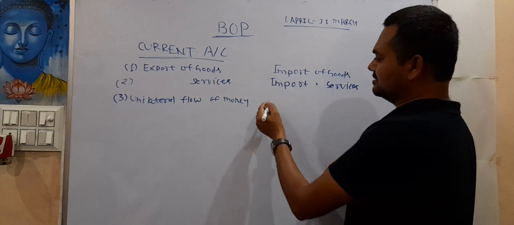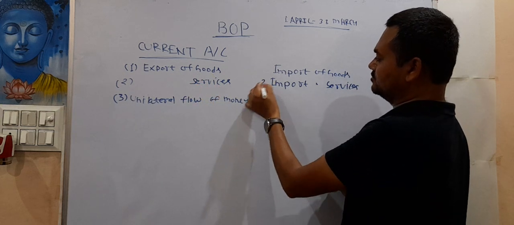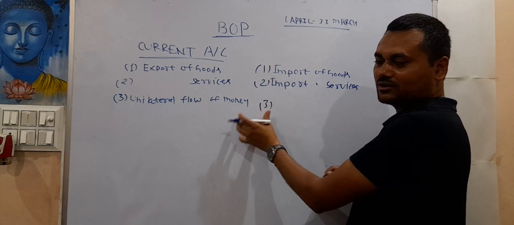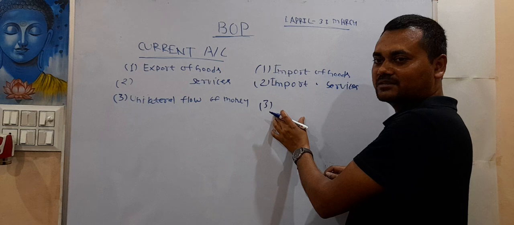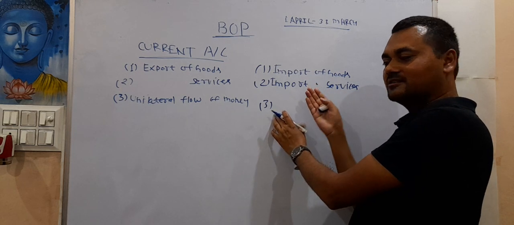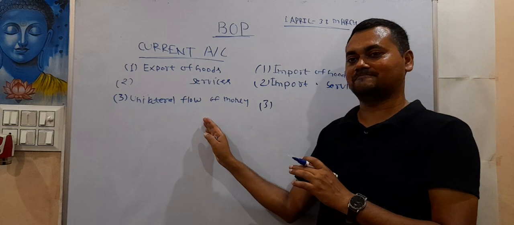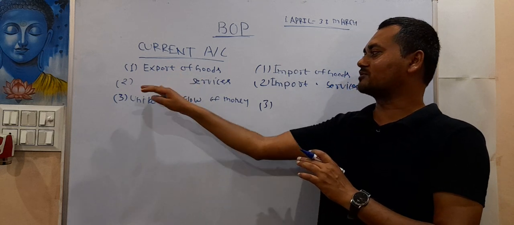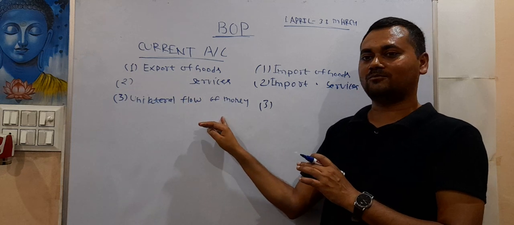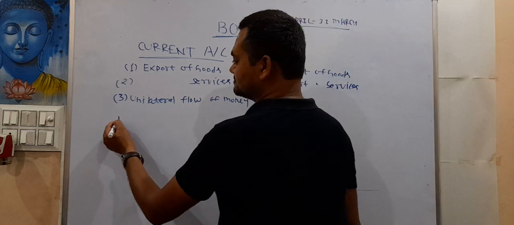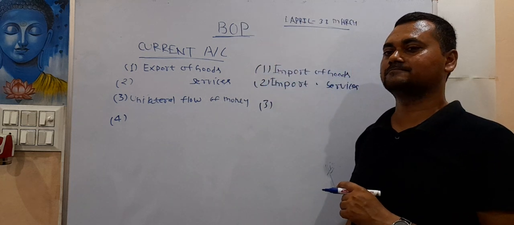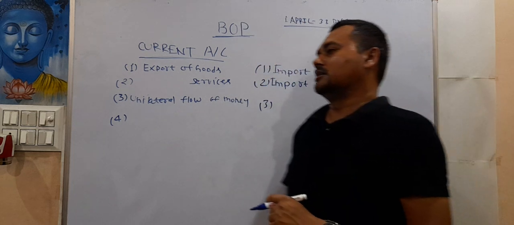So I am not writing, but you just assume the just opposite or the counterpart of this thing will take place, which will release money out of India and it will bring the money. So this export of goods, export of services, unilateral flow of money, and the fourth one is, any idea? No idea.